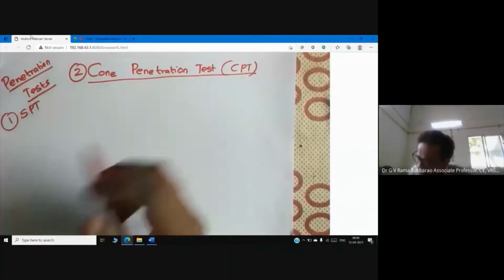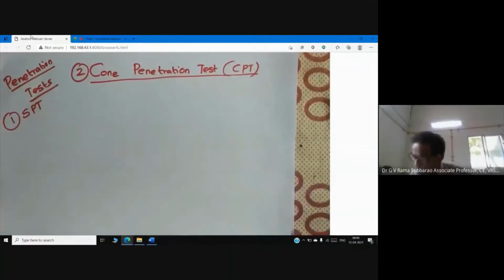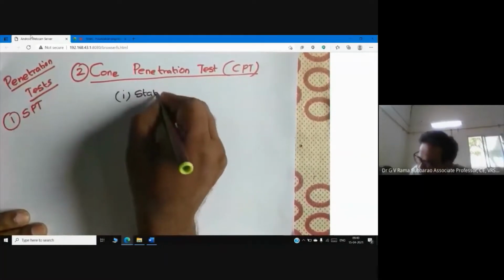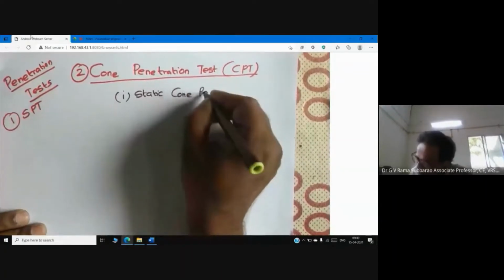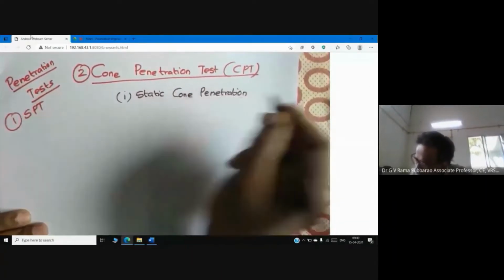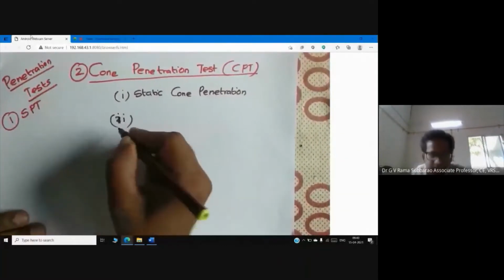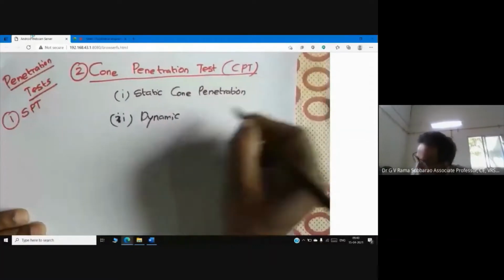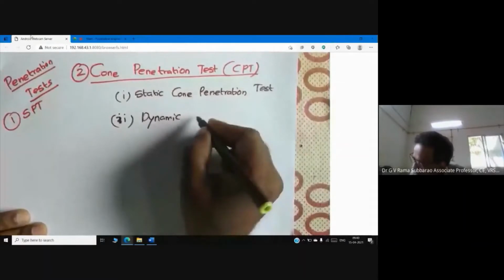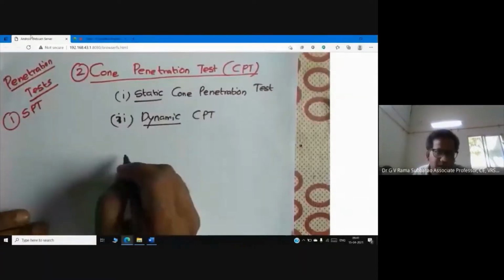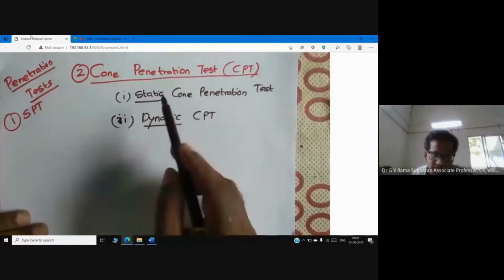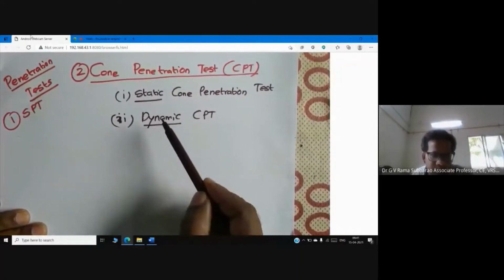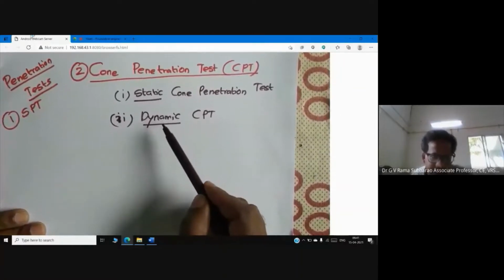Let me write now. There are two ways. One is static cone penetration test. Second one is dynamic cone penetration test. Static and dynamic. We can conduct this test in two ways, either by applying static energy or by applying dynamic energy. This is what we have discussed in the case of SPT, standard penetration test.